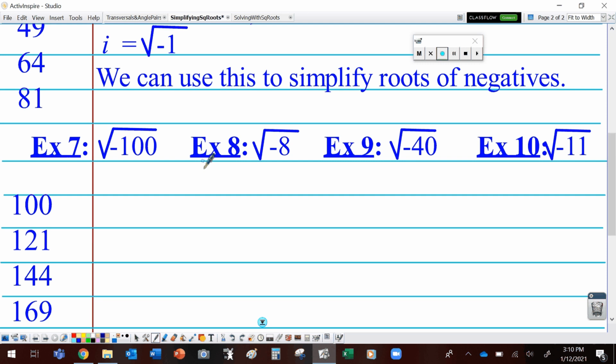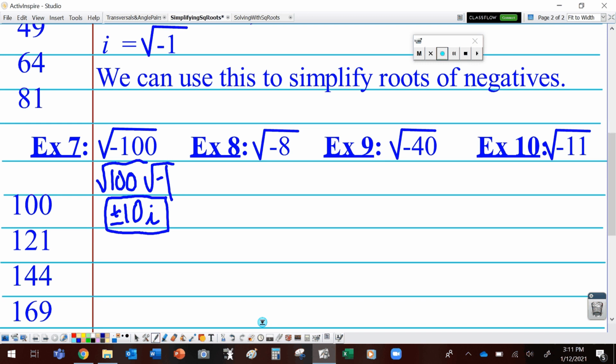So for instance, right here, I've got the square root of negative 100. So what we do is we take the negative and we put it at the end, the square root of negative 1. Then that 100 is now positive because 100 times negative 1 gives me that negative 100. Then we take the square root of each of them. So the square root of 100 is plus or minus 10, and the square root of negative 1 is i. So the square root of negative 100 is equal to plus or minus 10i.